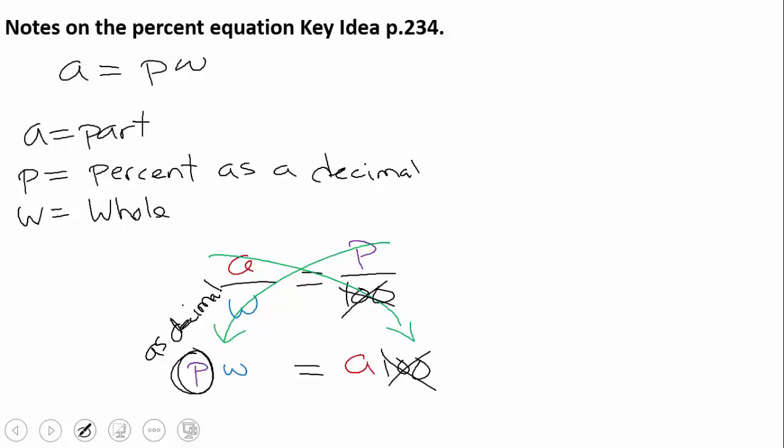Now this certainly translates to our words. So that would be is, or A, equal to our percent as a decimal, whatever variable you want to use for percent, times our whole of. Okay? So it works out just the same.